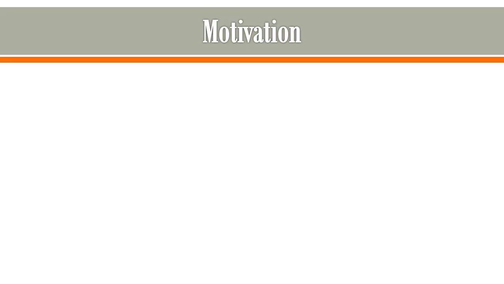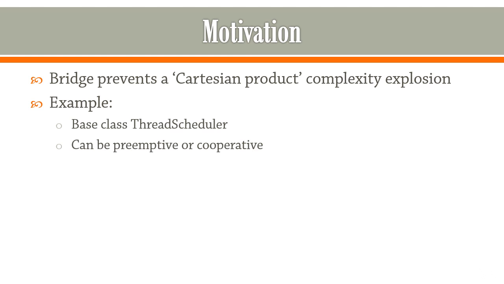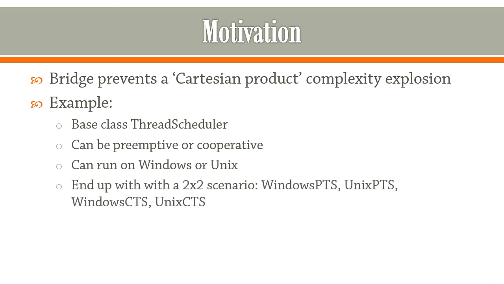So the motivation for using the bridge is that, well, one of the cases is it avoids the Cartesian product complexity explosion. So what is that exactly? Well, let me show you. Let's suppose that you have some sort of base class like a thread scheduler, and then you decide that your scheduler can be preemptive or cooperative, but on the other hand, your scheduler can also run on Windows or Unix. So you end up with a 2x2 scenario: the two different schedulers times the two different operating systems. So you end up with 4 classes effectively.